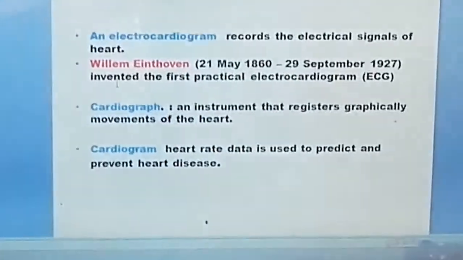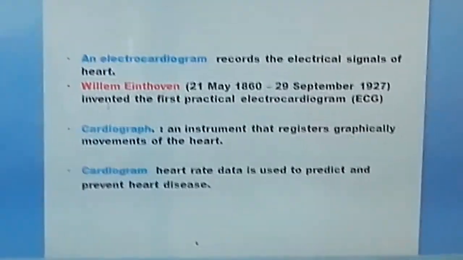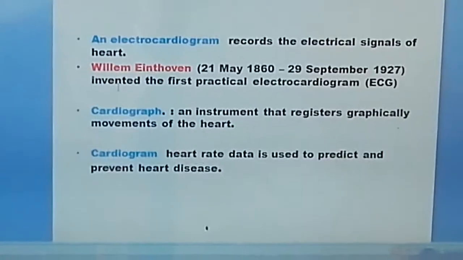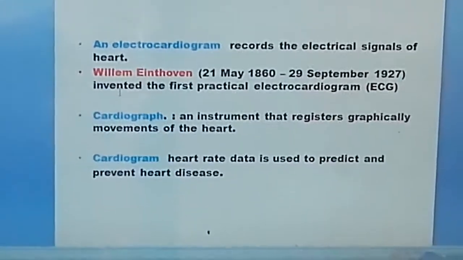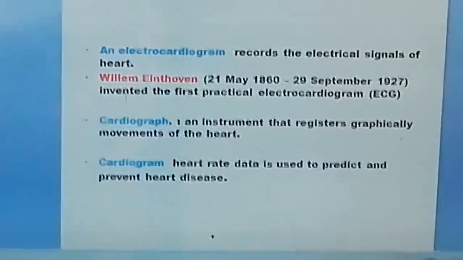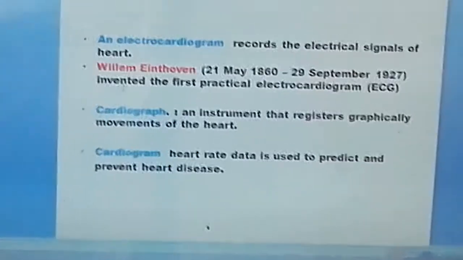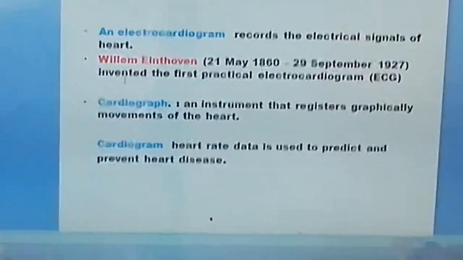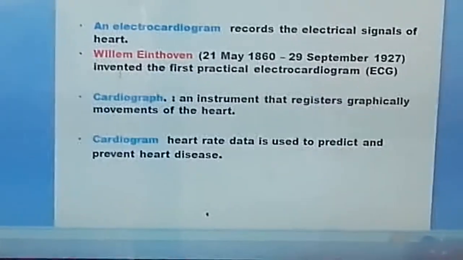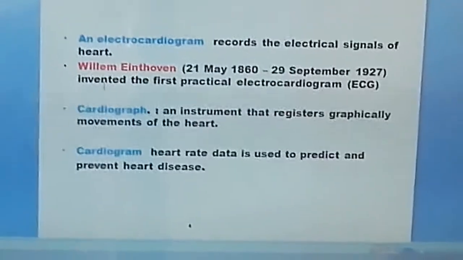Now, a very important term, the electrocardiogram. What is an electrocardiogram? It records the electrical signals of the heart. Now, name the scientist who discovered the electrocardiogram. It is Willem Einthoven, 21st May 1860 to 29 September 1927. He did the first practical use of this electrocardiogram on a patient.